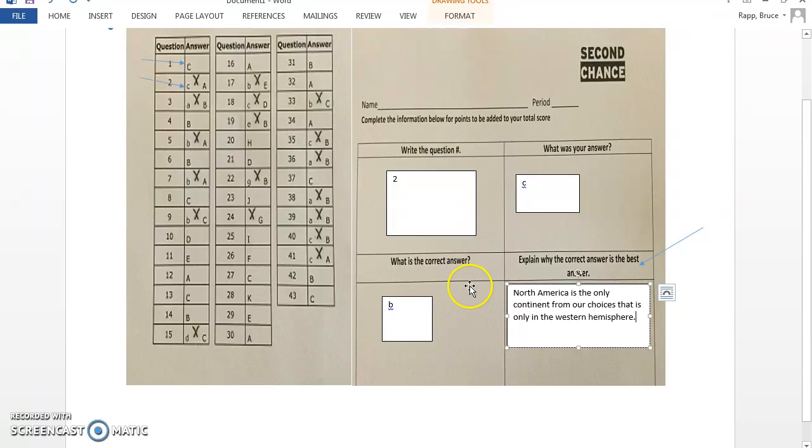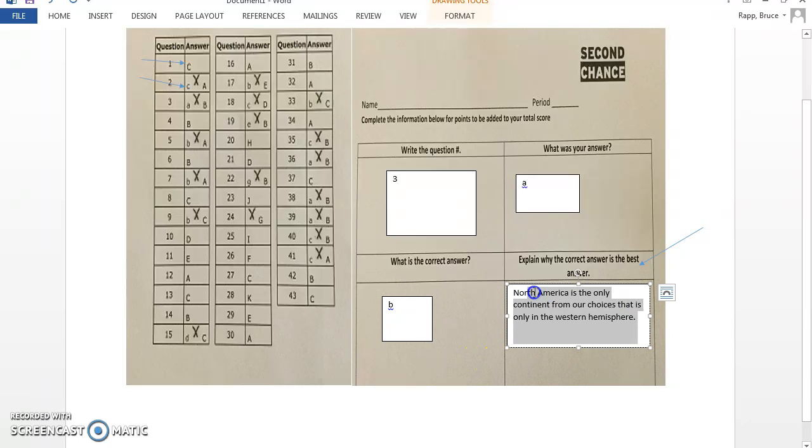All right, let's look at one more real quick. We're going to look at number 3. So number 3 was wrong. This student put A, and the correct answer should have been B. Number 3 says, which direction do latitude lines run? And it's A, north and south, or B, east and west.